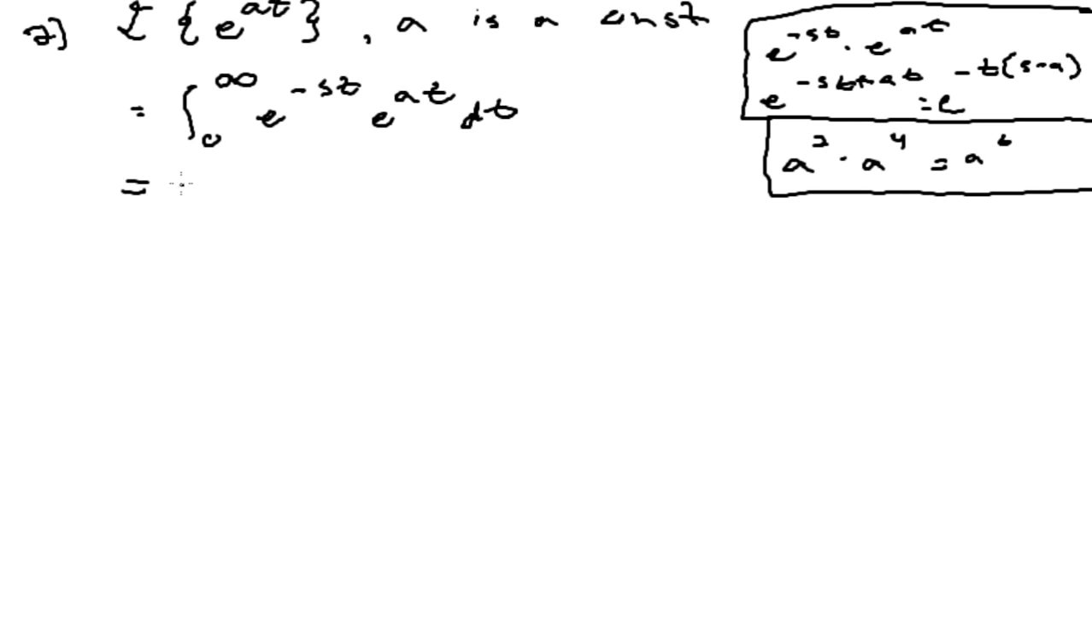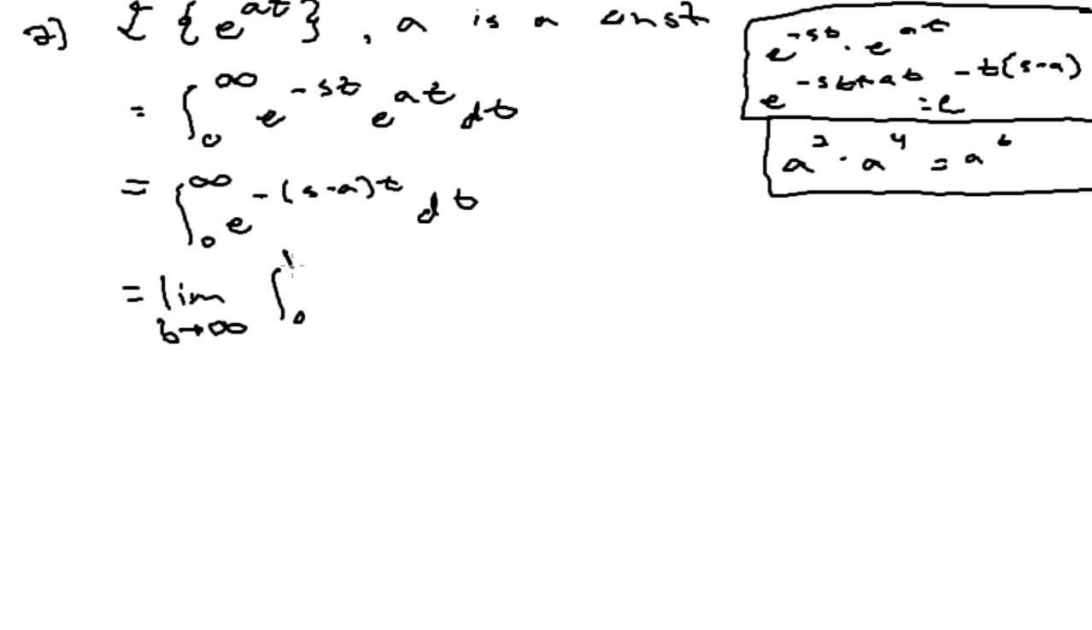Ano ulit? 0 to infinity, we have e raised to negative s minus a multiplied by t dt. Okay, and limit na natin to. Limit b as approaches infinity na integral 0 to b ng e raised to negative s minus a t dt.